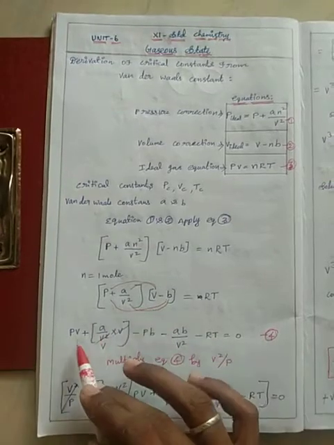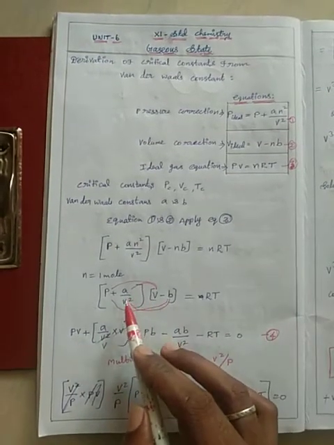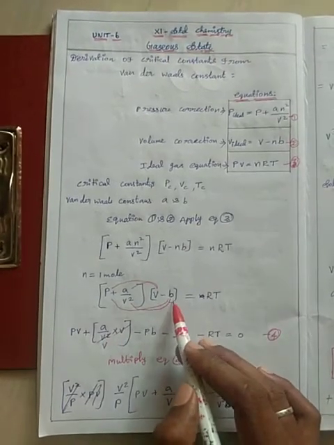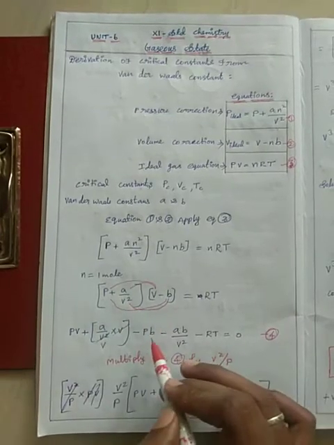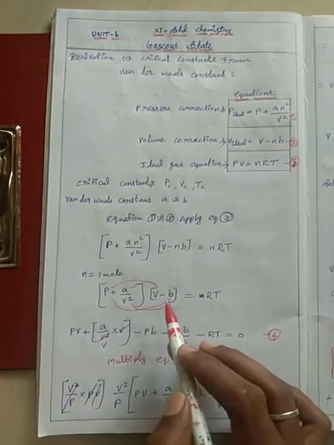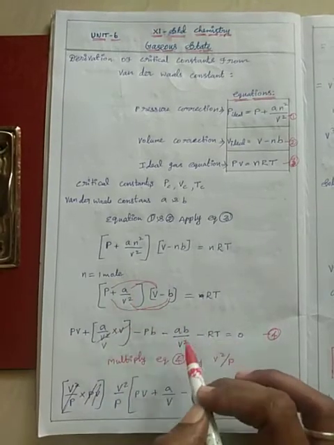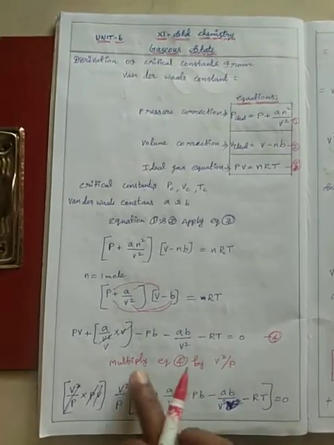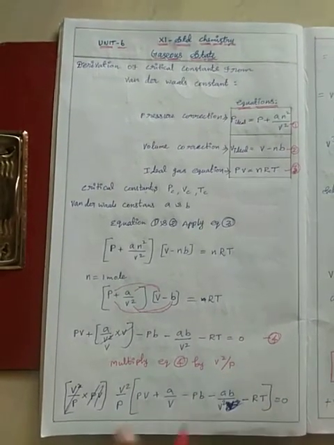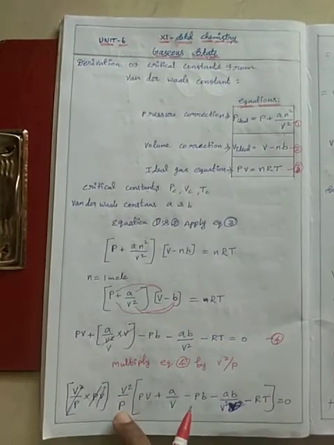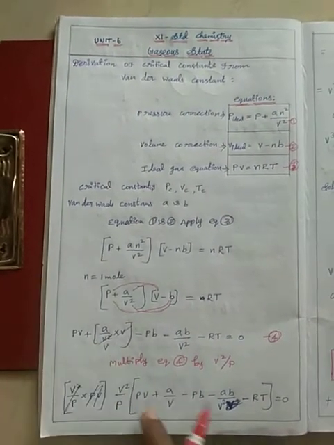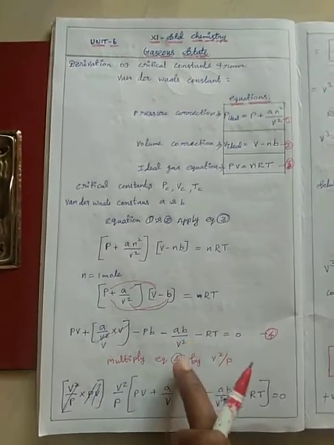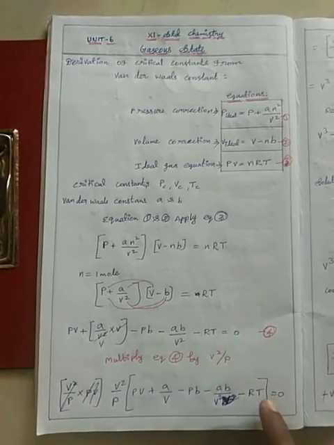So P into V is PV, and a divided by V squared into V: V cancels, leaving a by V. Minus P into b is minus PB, and minus ab divided by V squared. On the left-hand side, minus RT equals 0. Then multiply the equation by V squared divided by P. So the whole equation: V squared divided by P, bracket P plus V plus a divided by V minus PB and minus ab by V squared and minus RT equals 0.